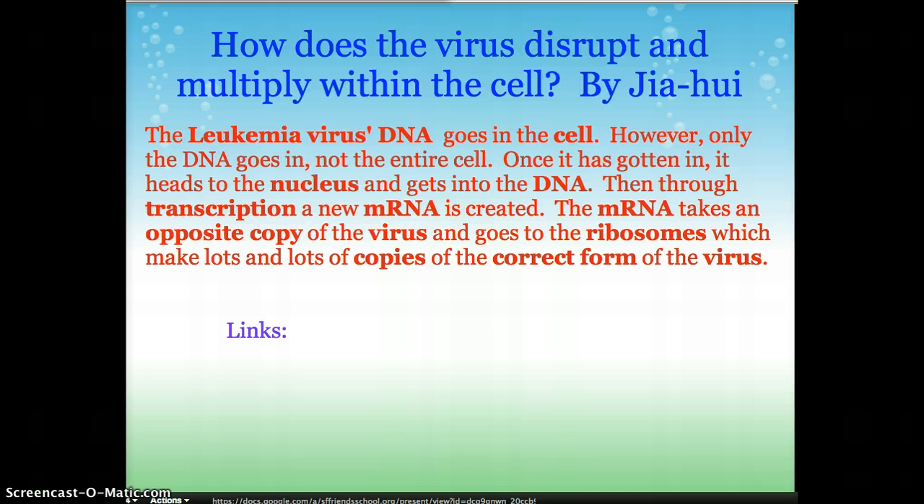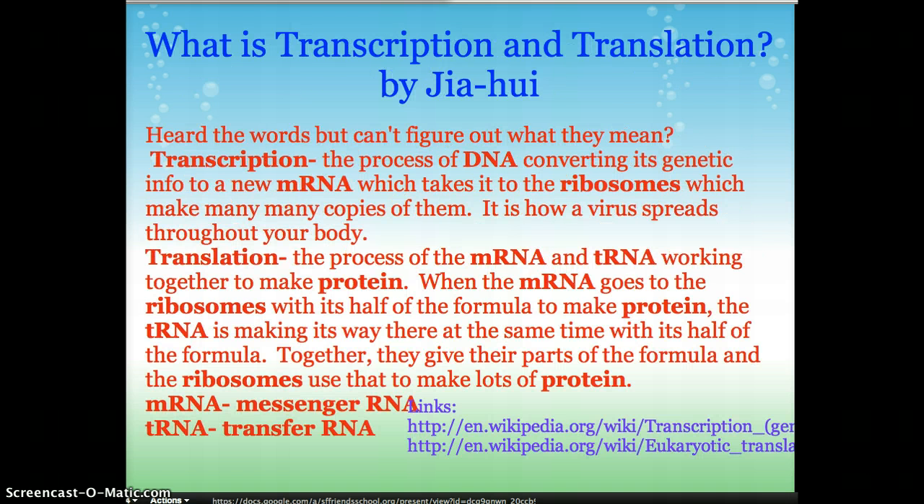But first, after it's gone into the cell, only part of the virus goes into the cell. And then once it's gotten in, it goes to the nucleus, gets into the DNA, and then through transcription, a new mRNA is created. And so the mRNA makes an opposite copy, and then takes that to the ribosomes, and then the ribosomes have to flip that around before they can make lots and lots of copies of it.